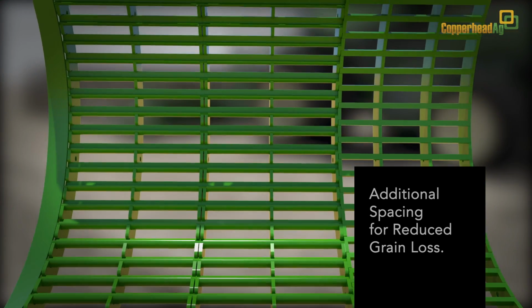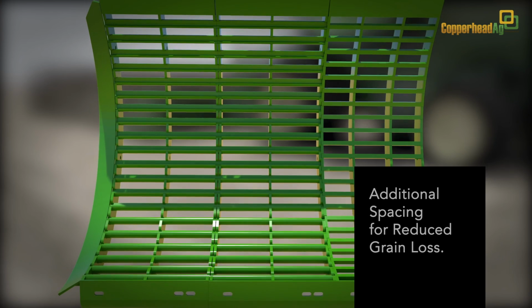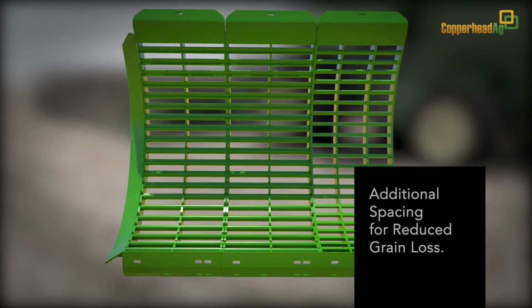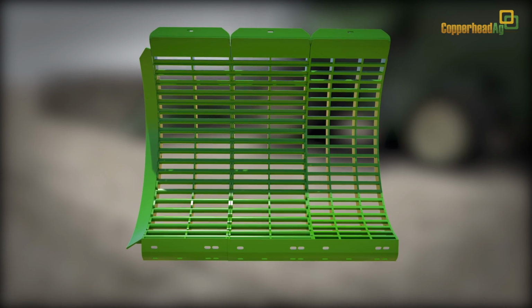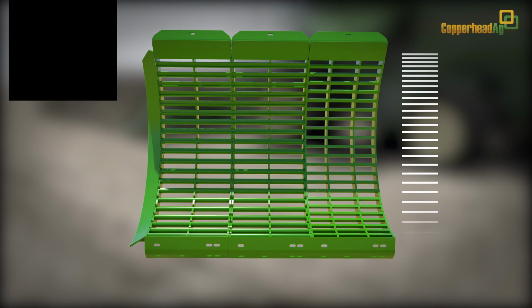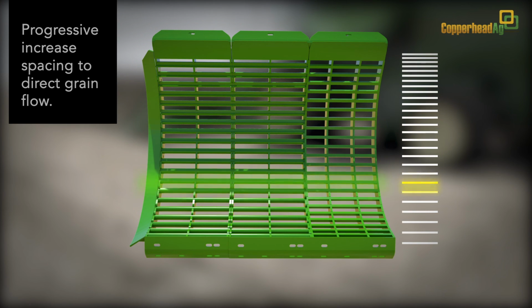Reducing the number of bars on a set of concaves gives the crop more room to unload. More room to unload leads to less grain damage and eliminates rotor loss. The concaves are progressively open from the top to the bottom, directing the flow of grain efficiently through each section.